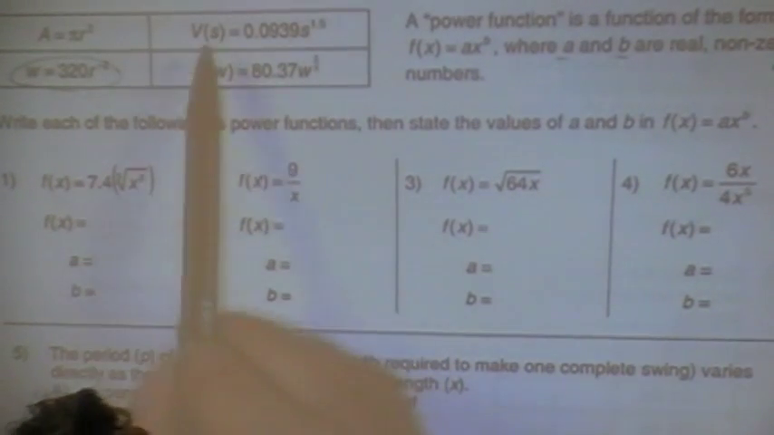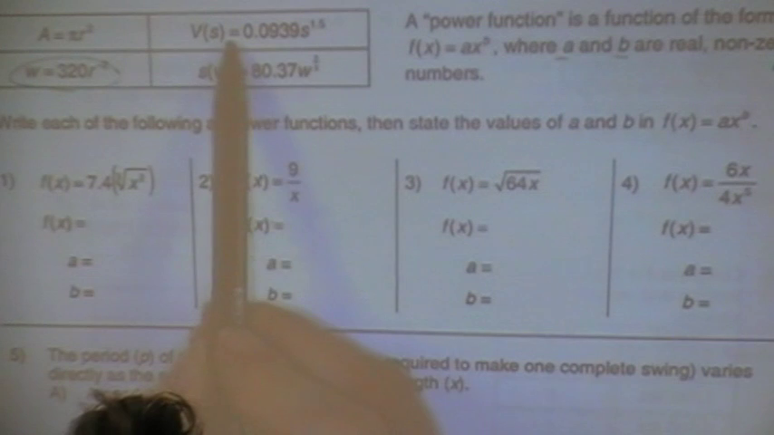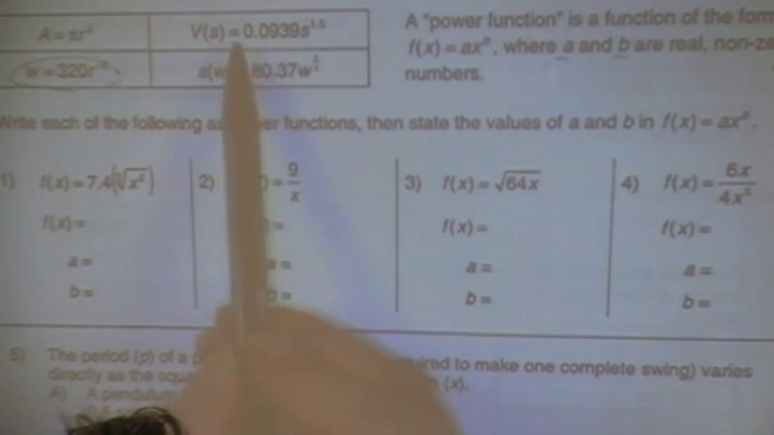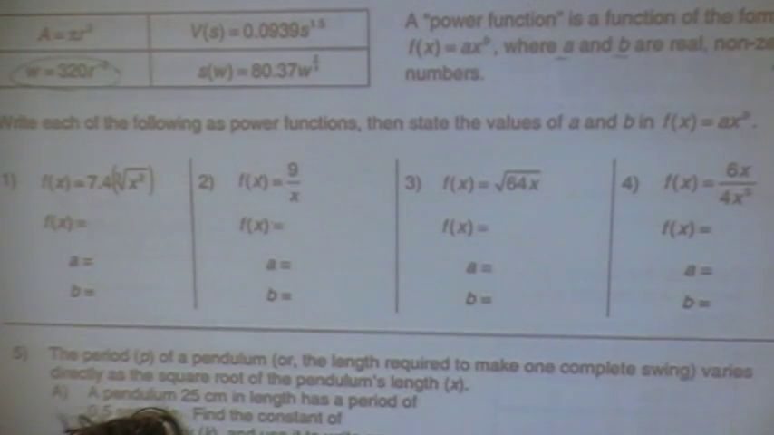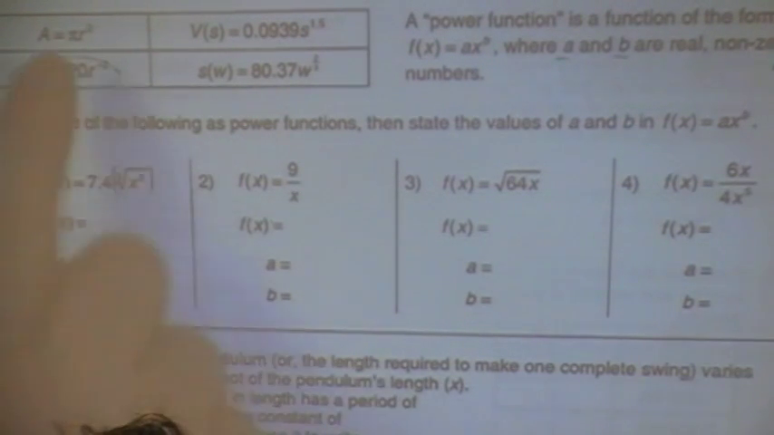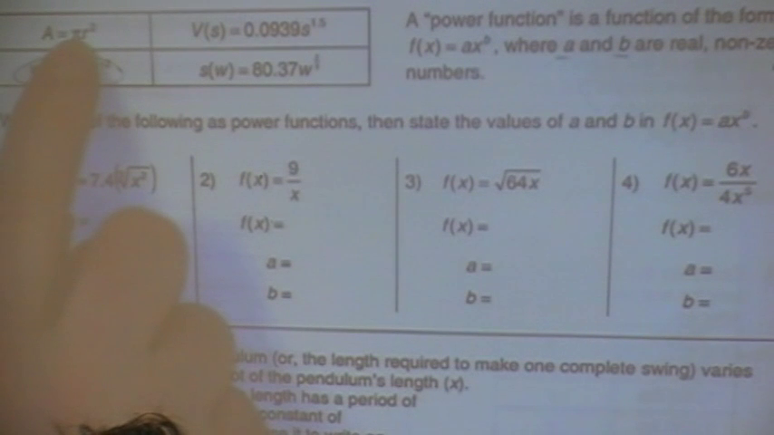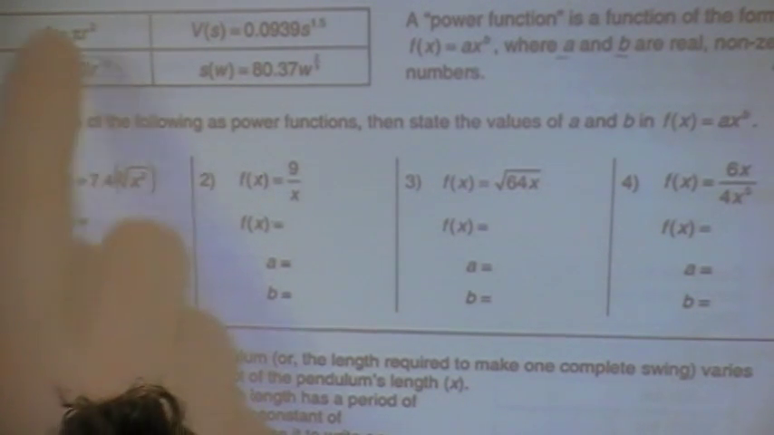This one right here is the volume of a sphere. So this is the formula for volume of a sphere. That first number, 0.0939, is a real non-zero number. And the exponent 1.5 is also a real non-zero number. Now this one, you are very familiar with. What is that? That's the area of a circle.